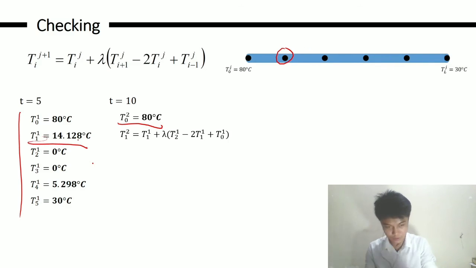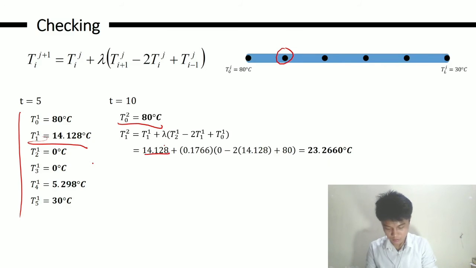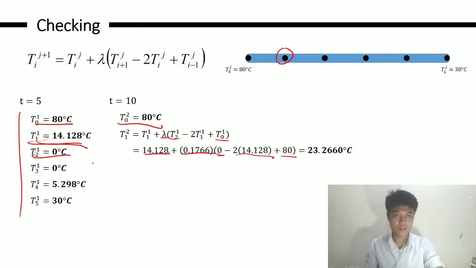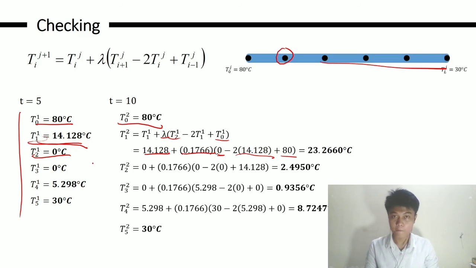So, T11 is equals to 14.128, and then lambda, ito. T12 is 0 degrees Celsius, ito. And then T11, ito. And then T10, this is 80. So, salpak natin dito sa equation na ito. Kuha natin yung sagot na 23.2660 degrees Celsius. So, the rest of the nodes dito, yan yung sagot nila. So, 2.4950, 0.9356, 8.7247, and 30.